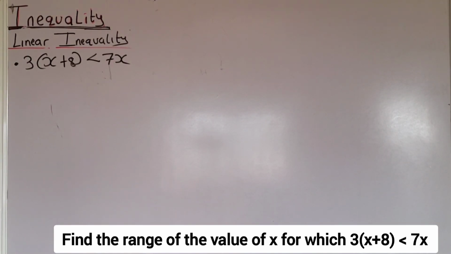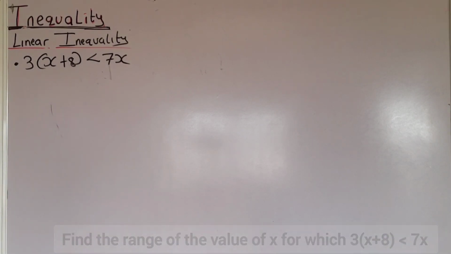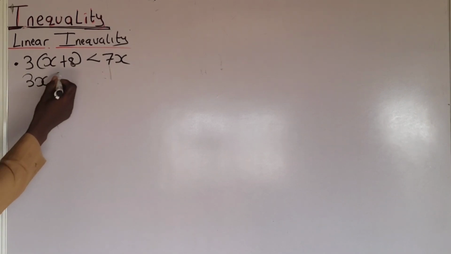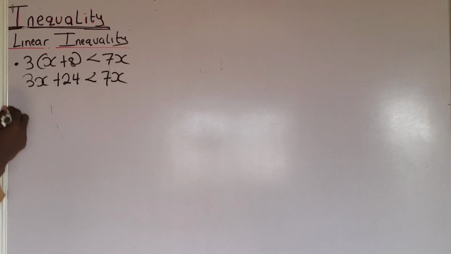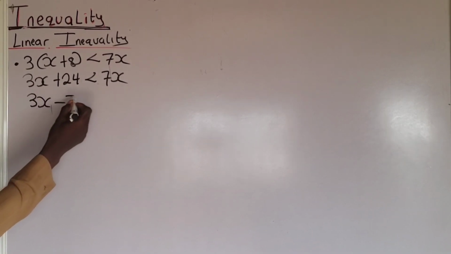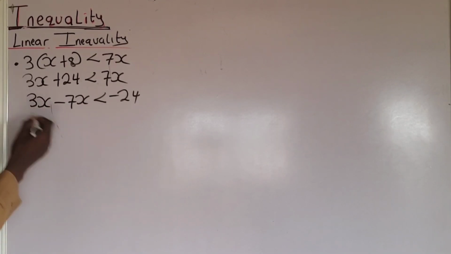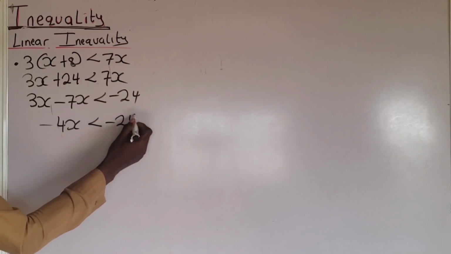What is the range of the values of x for which 3 multiplied by (x + 8) is less than 7x? All you have to do is just open the bracket. I'm going to have 3x + 24 is less than 7x. Now, let's collect like terms. Here I'm going to have 3x - 7x is less than -24. Now, -4x is less than -24.